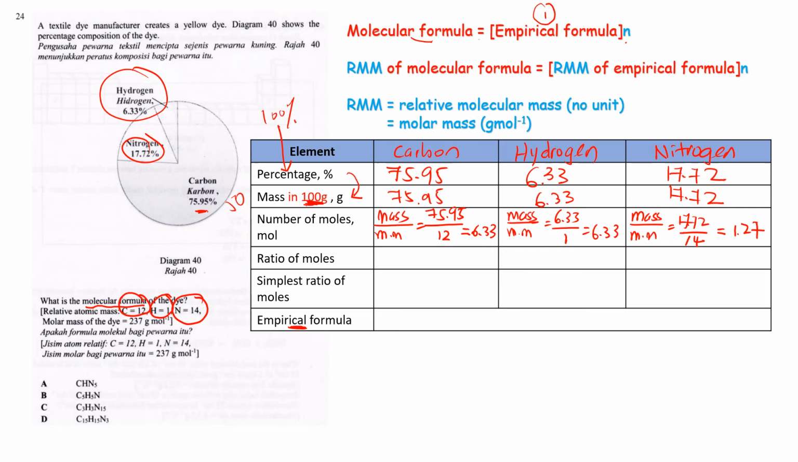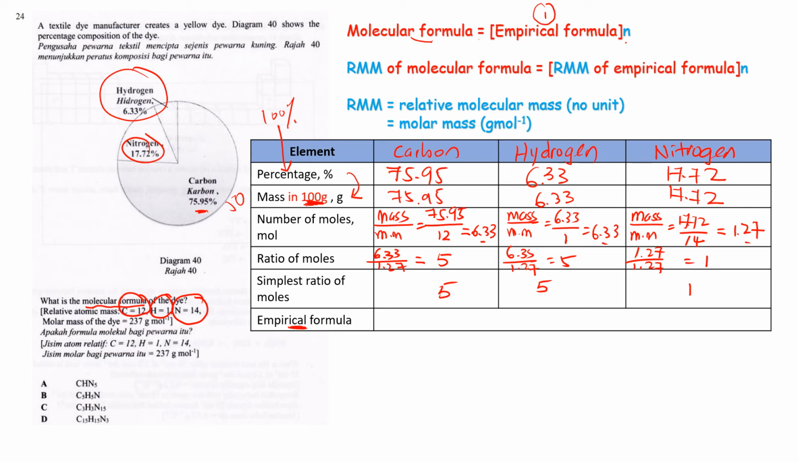Now you get the ratio of moles. Between carbon, hydrogen, and nitrogen, find which one is the smallest number, and divide by the smallest number. So carbon is 6.33 moles, hydrogen 6.33 moles, nitrogen 1.27 moles. Why divide by the smallest? Because we try to get whole numbers. If you divide by the big number, you might get decimals. So 6.33 divided by 1.27, you get roughly 5. 1.27 divided by 1.27, you get 1. So the simplest ratio is 5 to 5 to 1.